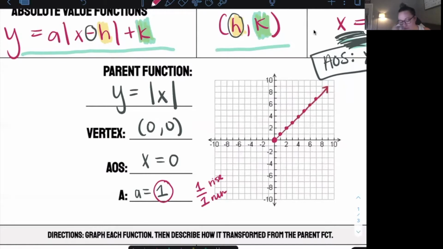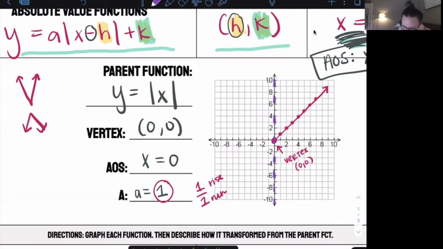Then remember, absolute value graphs are always a V shape. They're not just a straight line. With that information, if this is my vertex, this is the lowest point on the graph, or the highest point on the graph. So from there, we're going to graph our axis of symmetry, which in this case is x equals 0, which also happens to be the y-axis.